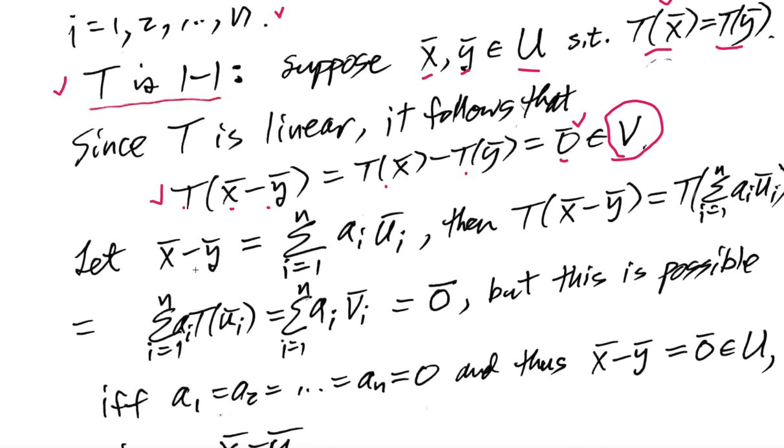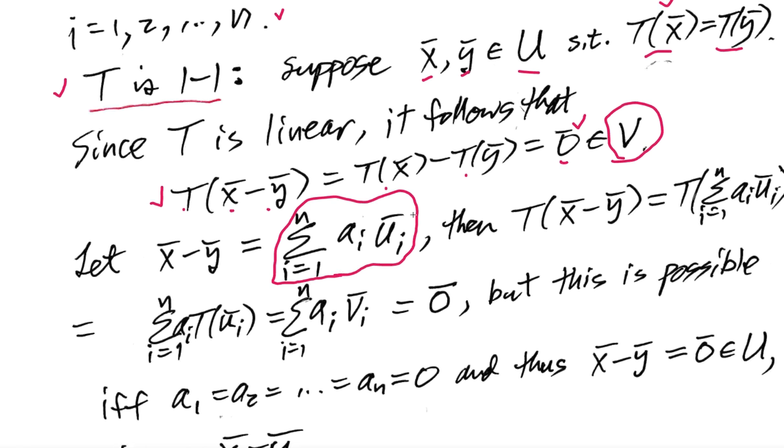Now, x minus y. Remember, those are both elements of the vector space U, so their difference is also in the vector space U. So that means x minus y can be expressed as a unique linear combination of those basis elements, u1 through un. Okay, so let's say we've done that. Then if I take T of the difference, that would be T of the summation i goes from 1 to n, a sub i, u sub i bar.